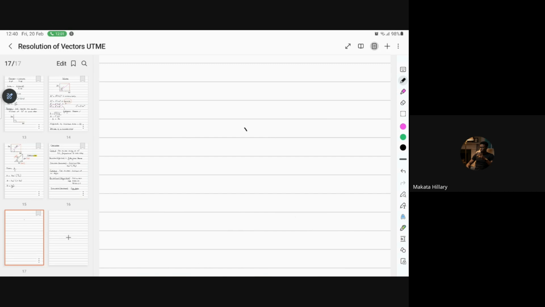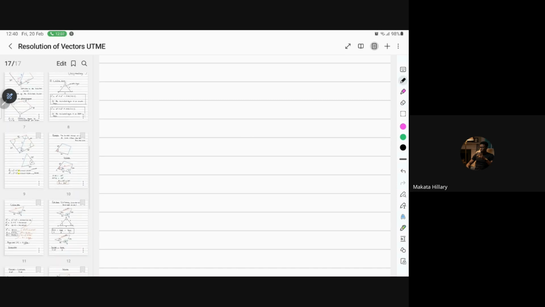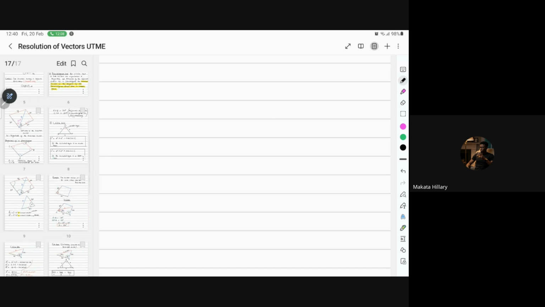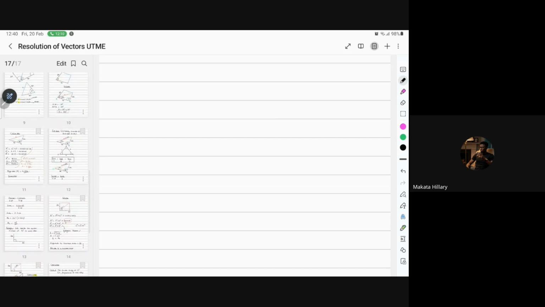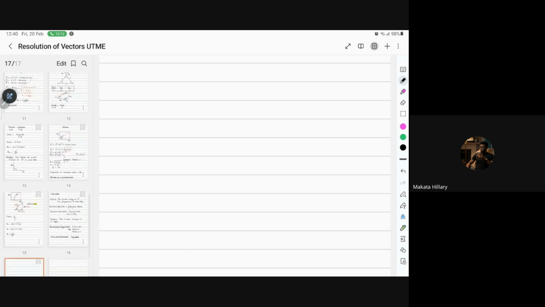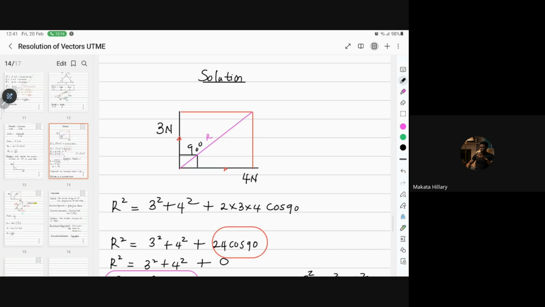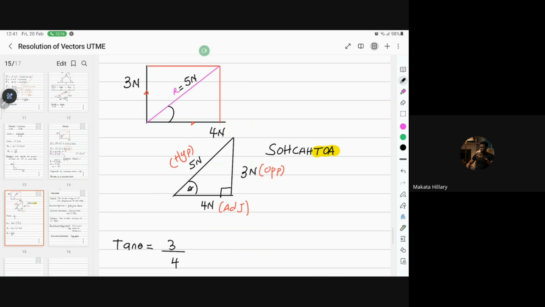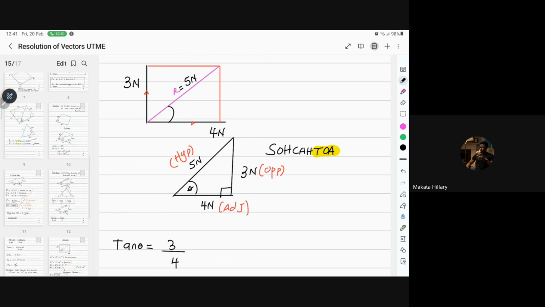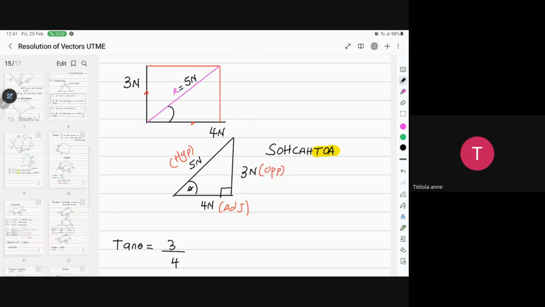All right, guys. So let's move. We'll be looking at resolution of more than two vectors. The last time, we actually treated three cases. We had case one, the perpendicular case, where vectors are acting at right angles to each other, and the rest of them.